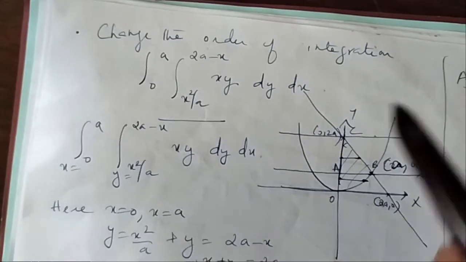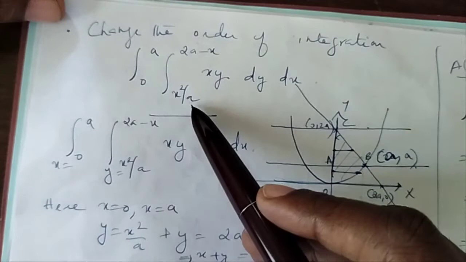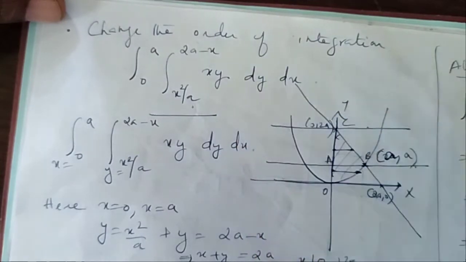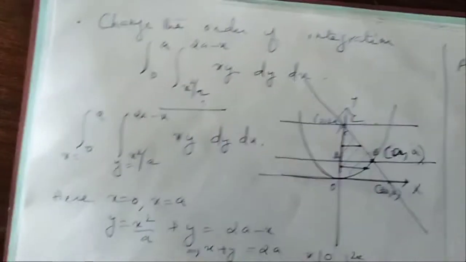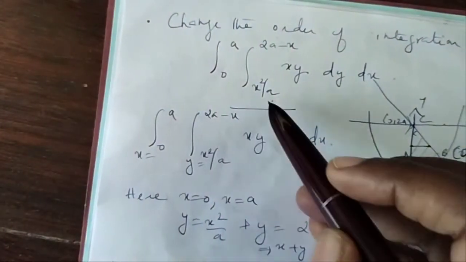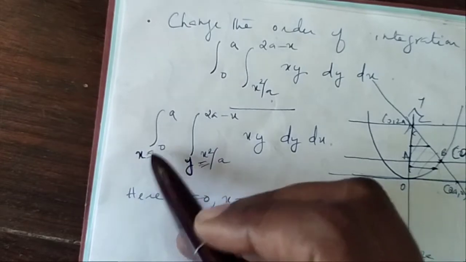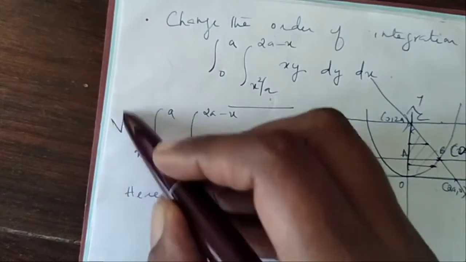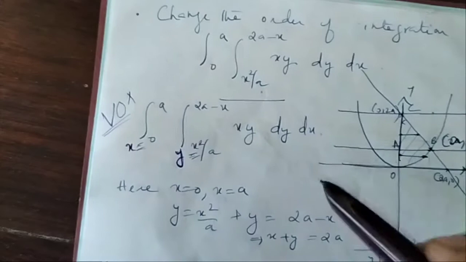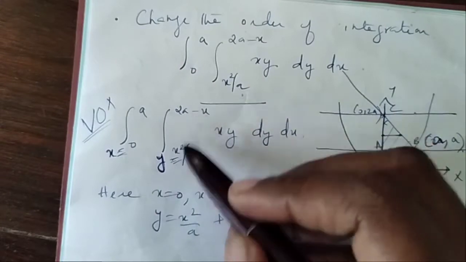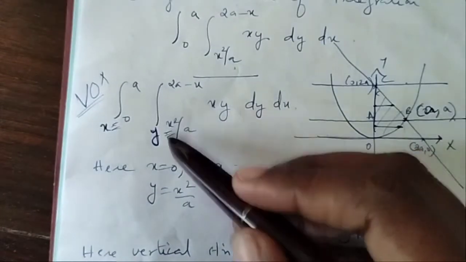Next, change the order of integration in the integral from 0 to a, x square by a to 2a minus x, xy dy dx. So in the given question, the innermost integral is y, so the limit is for y, and the outermost is x. So vertical strips are taken in the given integral. So which is the region? x from 0 to a. First of all, we draw the curves, the limits containing the variables.